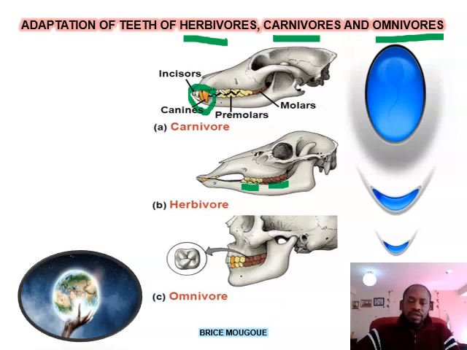The premolars and molars of omnivores are more or less halfway between those of herbivores and carnivores, not too flattened and not too jagged. So that's the difference that we see with the dentition of these three classic groups of organisms based on their specific diets.